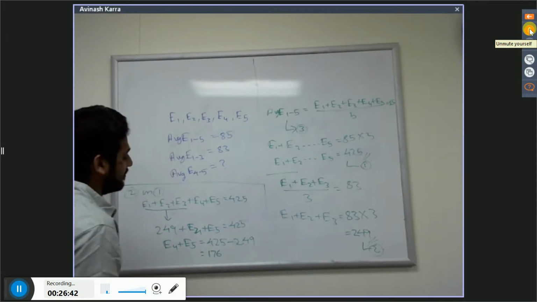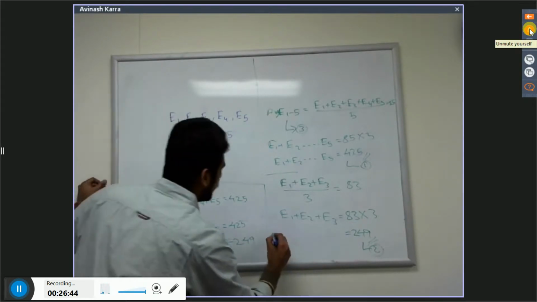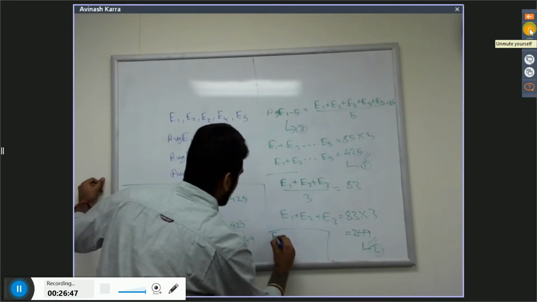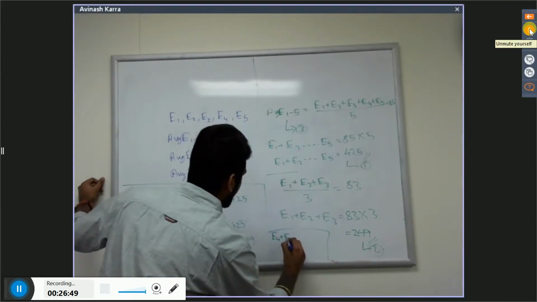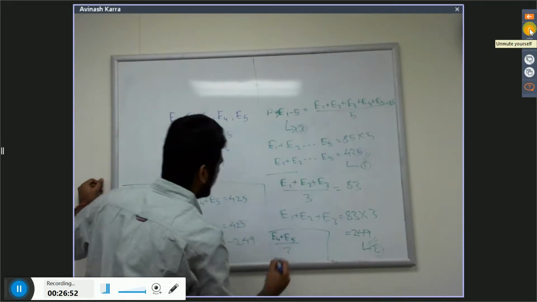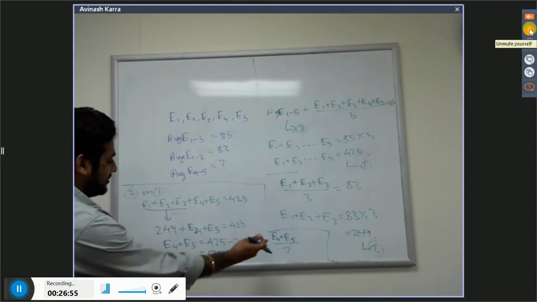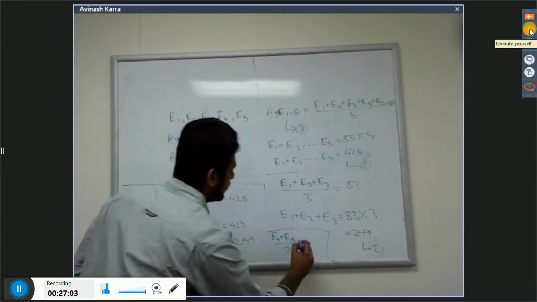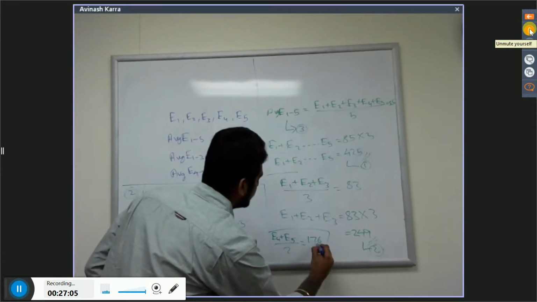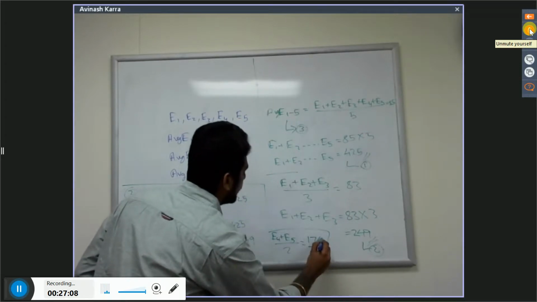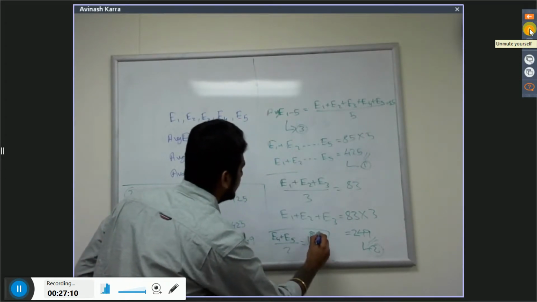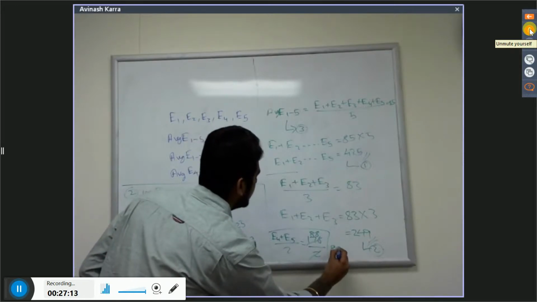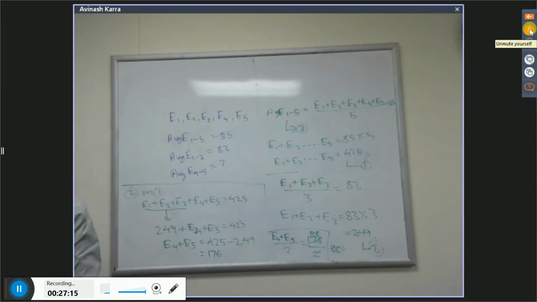And he asked for the average of this. So E4 plus E5 by 2. Average is nothing but average, right? Here we got the sum. If we need the average, it is the sum by the given numbers. How many numbers? 2. So 176 by 2. 2 ones are 2, 2 eights are 8. So 88 is the average. Is it right? Yes.